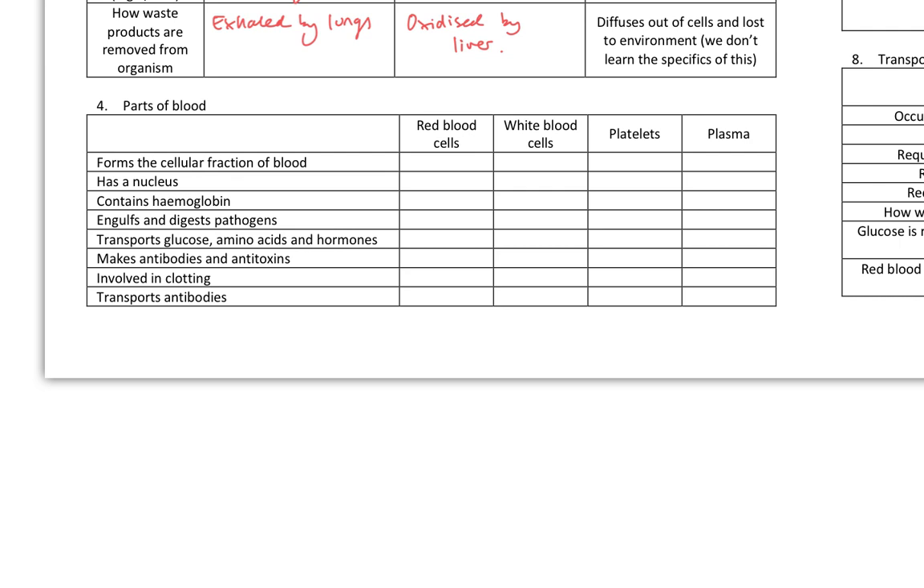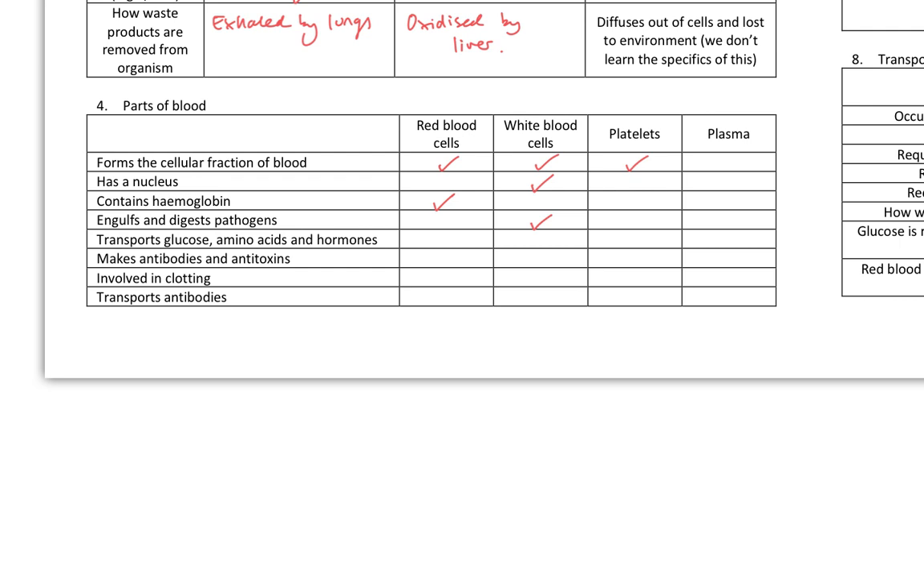Parts of blood. So let's go for this. Forms a cellular fraction of blood. Well, the word cells tells me it's a cellular fraction, but so are platelets. Plasma's a liquid. Has a nucleus: only white blood cells have a nucleus. Contains hemoglobin: that's just red blood cells. Engulfs and digests pathogens: that's the phagocytes, a type of white blood cell.